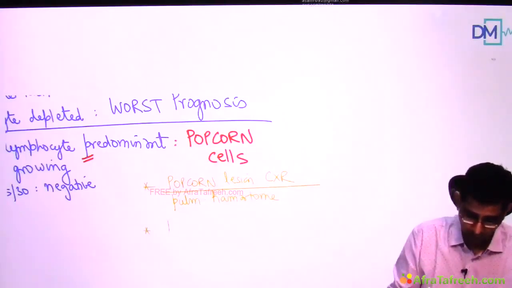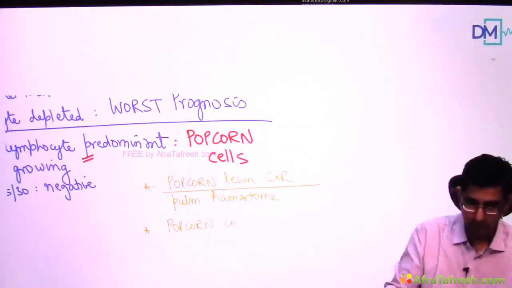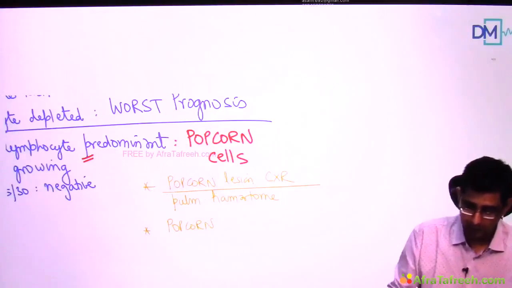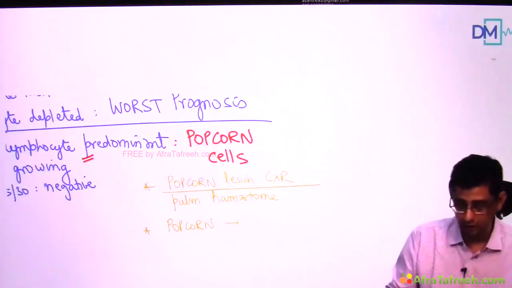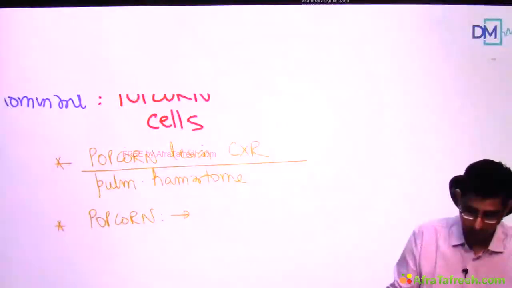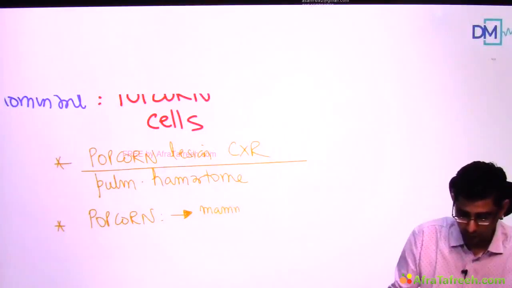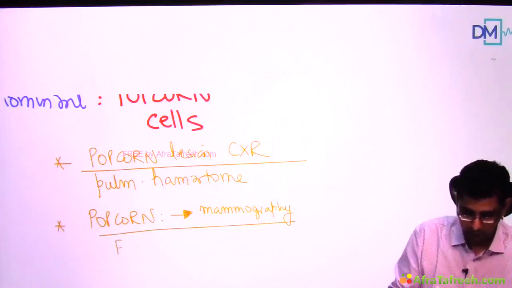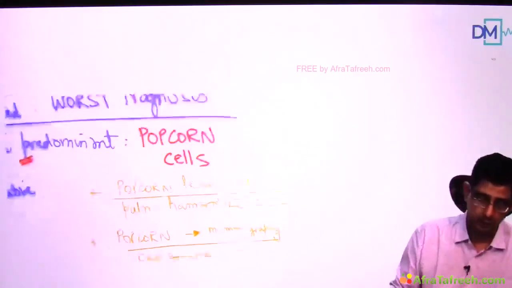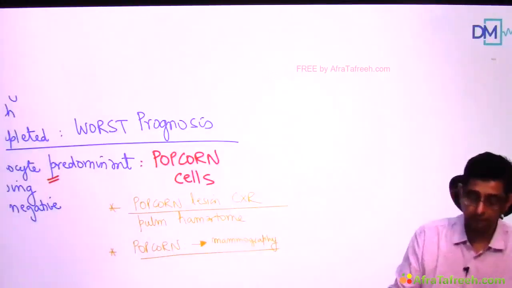Whereas when you read about a popcorn lesion on a mammography, this is a lesion that is suggestive of the diagnosis of a benign tumor of the breast, that is fibroadenoma. So three questions on popcorn I've just mentioned here before you: fibroadenoma, a pulmonary hamartoma, that is the benign tumor in the lung, and then popcorn cells for the lymphocyte predominant variety.